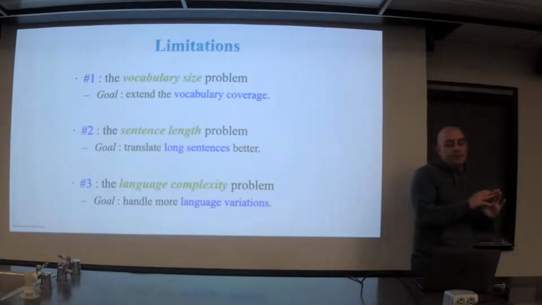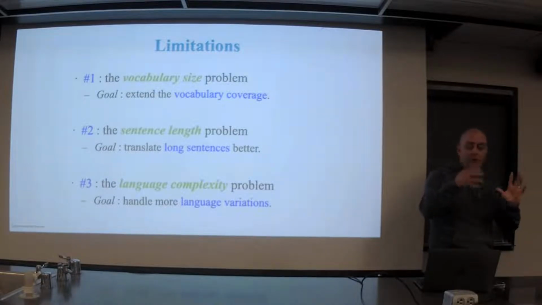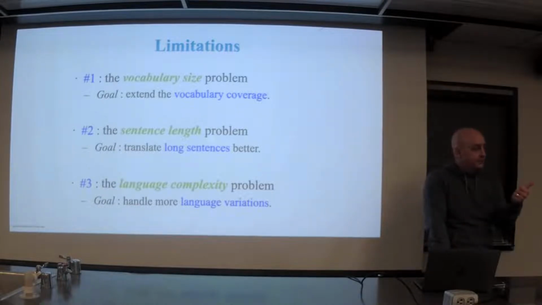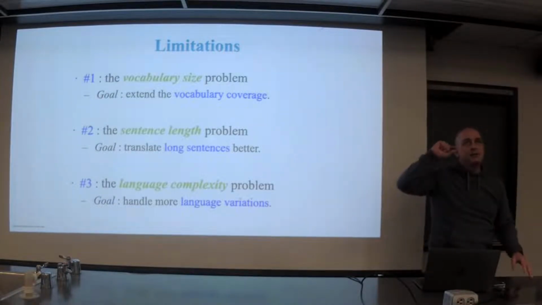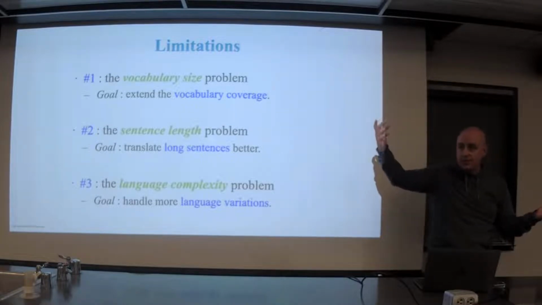There are many ways in which they improved, but there are three really interesting ones that we're going to look at right now. One has to do with dealing with vocabulary size. Remember, I keep saying that we're trying to do this very high dimensional classification problem, choosing the correct word amongst what could potentially be a very large vocabulary.